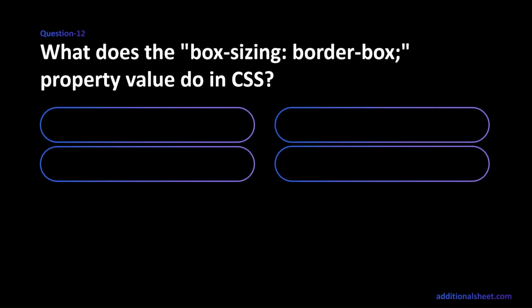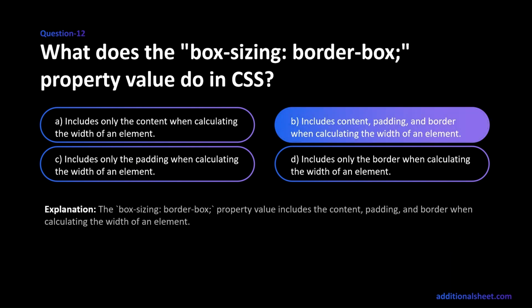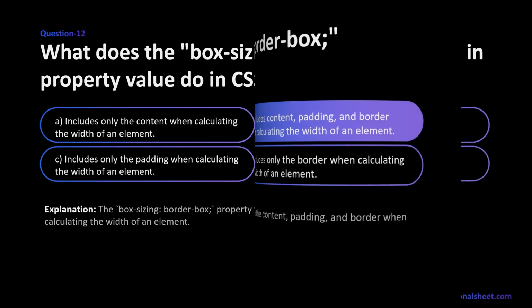Q12, what does the box-sizing: border-box property value do in CSS? Options are A. Includes only the content when calculating the width of an element. B. Includes content, padding, and border when calculating the width of an element. C. Includes only the padding when calculating the width of an element. D. Includes only the border when calculating the width of an element. Correct answer is option B. The box-sizing: border-box property value includes the content, padding, and border when calculating the width of an element.